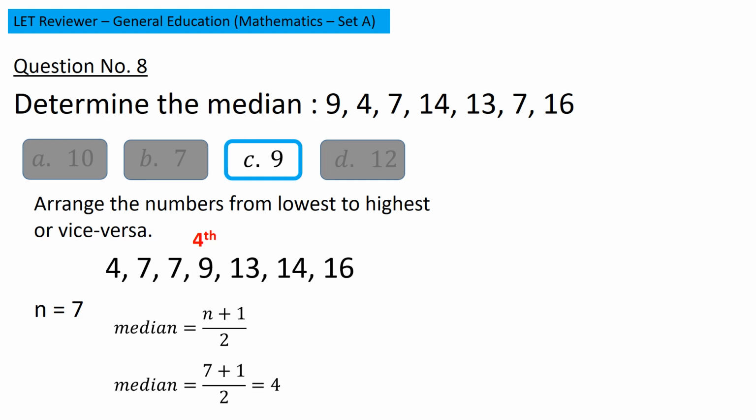And so far, how are you doing? I hope you're doing well and nangangalahati na tayo. Okay? So, let us now proceed with our next question.